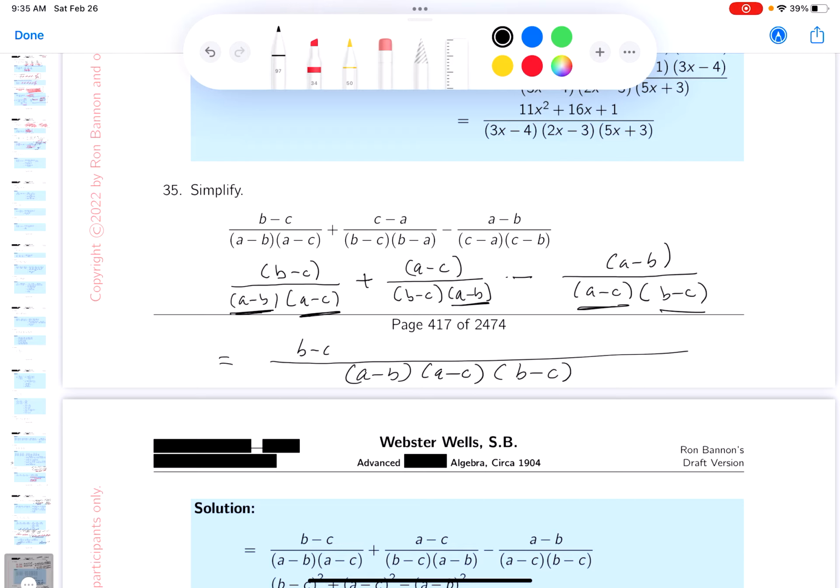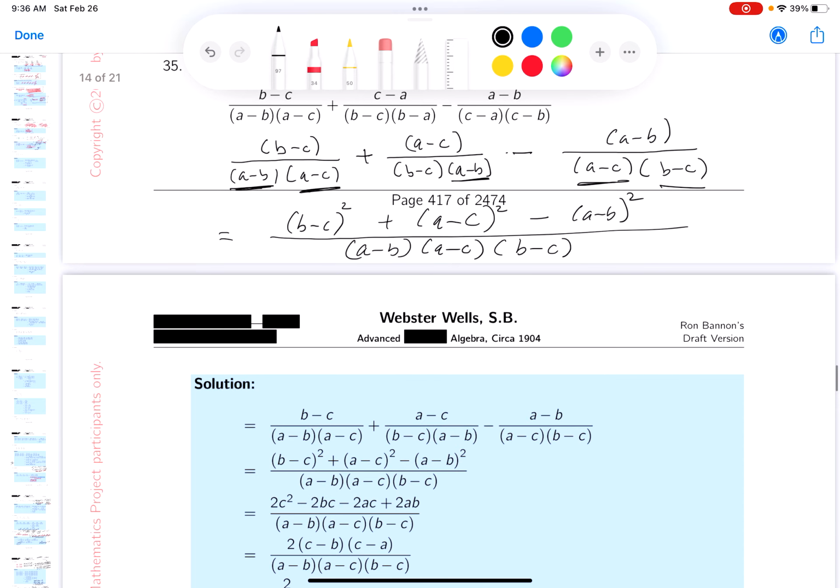So let's take a look. B minus C from the first fraction. What's missing? Another B minus C. So put this over here as a square. Plus A minus C. What's missing? A minus C from the bottom. So I'm going to put it in the top. It becomes a square. Minus, well, it's going to be A minus B. And what's missing? Well, A minus B from the bottom. So it's going to be squared. So I got something that looks relatively simple, but I got to do the work.